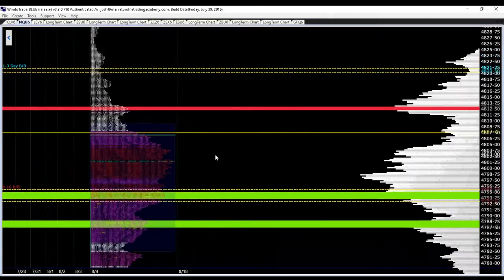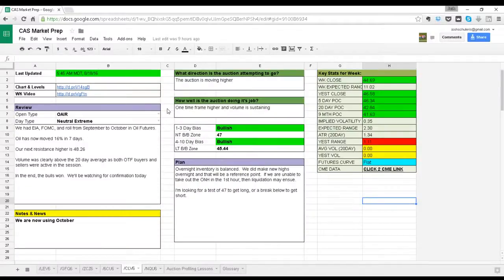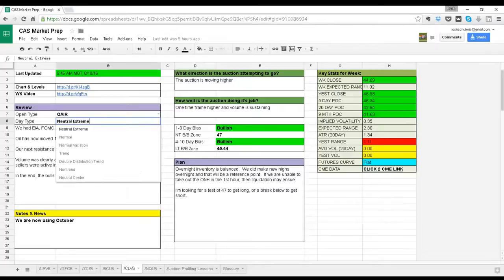All right, got some questions. Fantastic. What are different day types that you look for? Here, you can see all the day types right there. A normal day, normal variation day, trend day, double distribution trend, non-trend, neutral center, and neutral extreme.